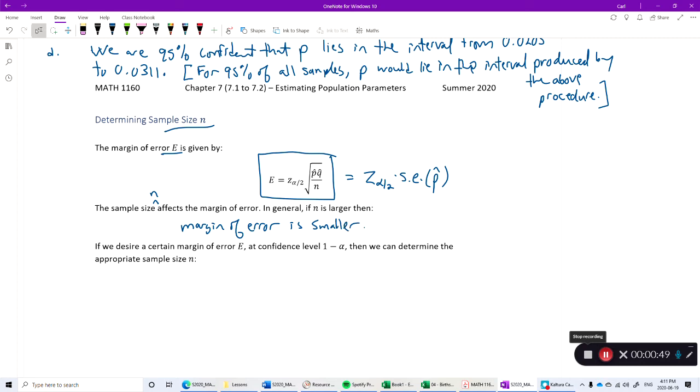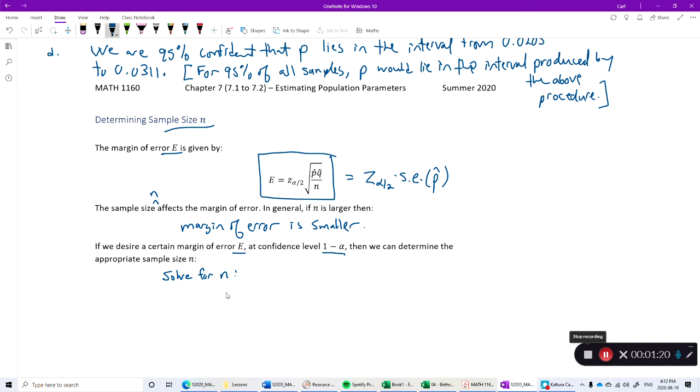So that's the usual trade-off. If I want a narrower confidence interval, if I want a smaller margin of error, I need to use a larger sample, a larger n. And so if we work backwards, if we desire a certain margin of error E at a certain confidence level 1 minus alpha, then we can determine the appropriate sample size n. What we do is we solve for n in this relation. So how do you solve for n?